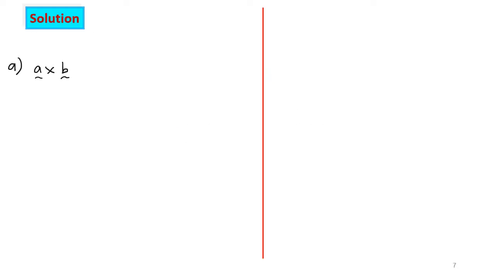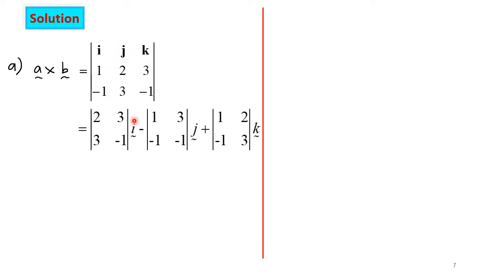The first step is to find the cross product of AB. As usual, the first row will be ijk, the second row vector A, and the third row will be vector B. Then we expand, as I said, like finding the determinant. And then the answer will be negative 11i minus 2j plus 5k.